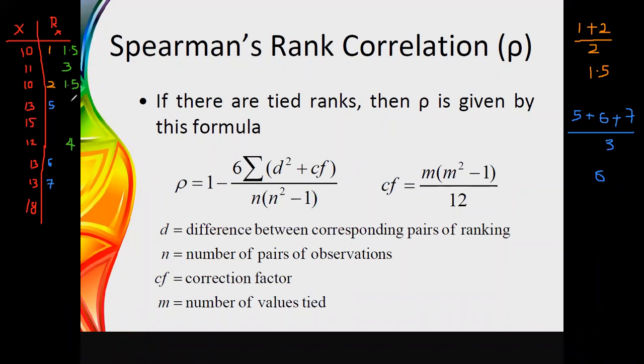Therefore, instead of 5, you can use 6 here. Here also you can use 6, and here also you can use 6. The 6 has been obtained by taking the average of these three values. Thereafter, the next smallest value is 15. Now you have gone up to 5, 6, 7.